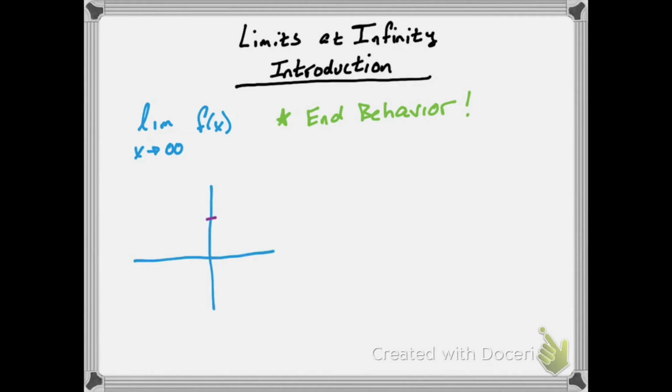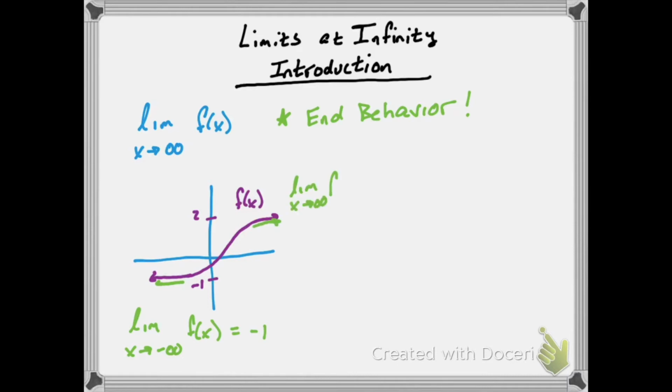Here's a visual example. If we take a look at this purple function, let's call it f of x. As we travel to the left on this function, or as x approaches negative infinity of f of x, we can see that the graph gets closer and closer to a y value of -1. As we travel off to the right, or as x approaches positive infinity, we can see the y values are getting closer and closer to 2. And these would be considered the horizontal asymptotes of f of x.